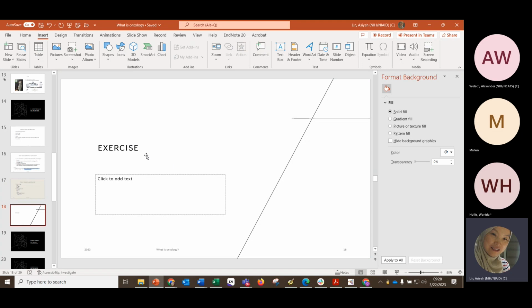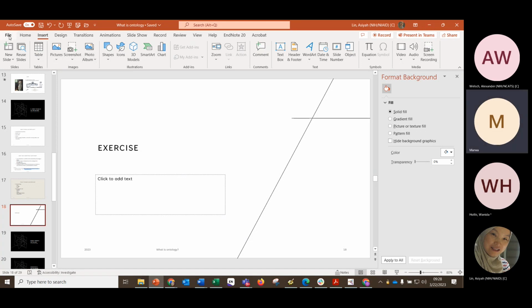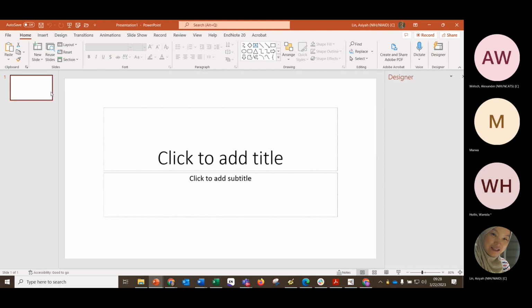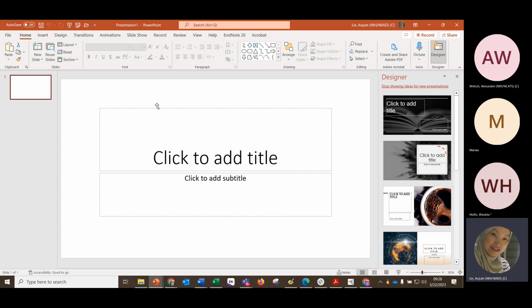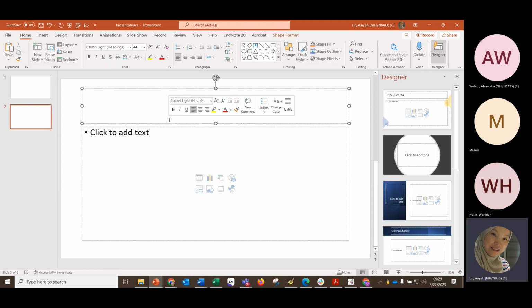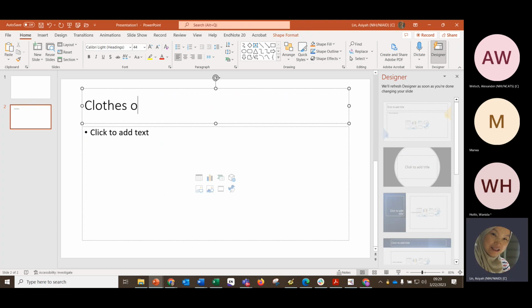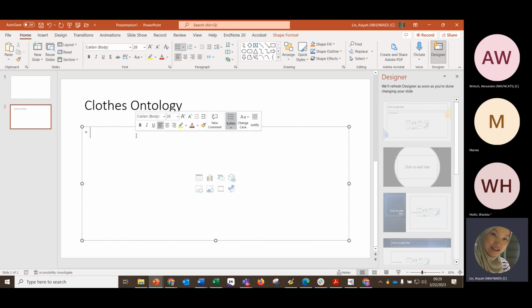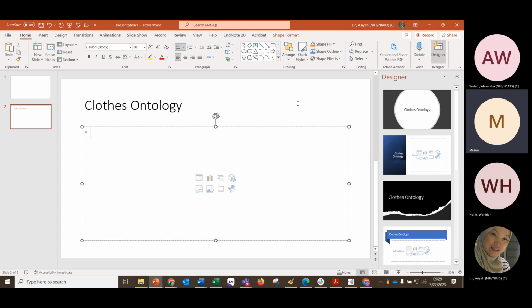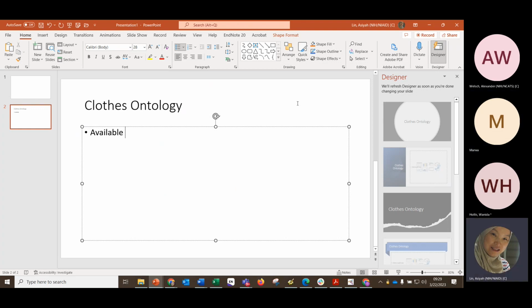So the exercise will be if we can draw something together. Let's just use this. If you are going to design an ontology, what are the competency questions you want to ask? For example, if I have a closed ontology, what are the questions you want to ask for this ontology? What are the available parts to categorize these classes?